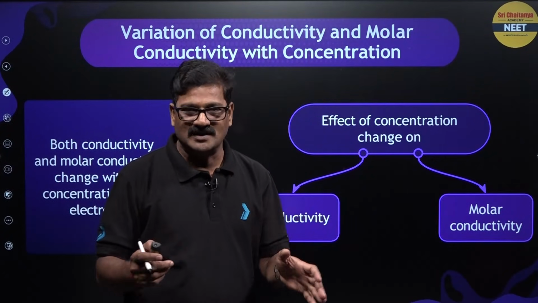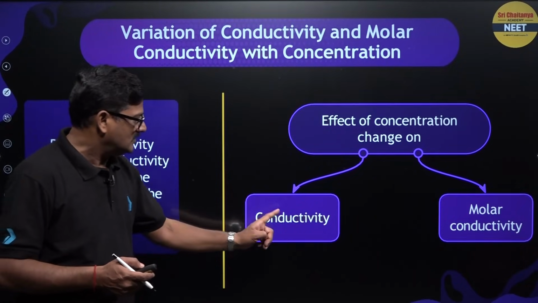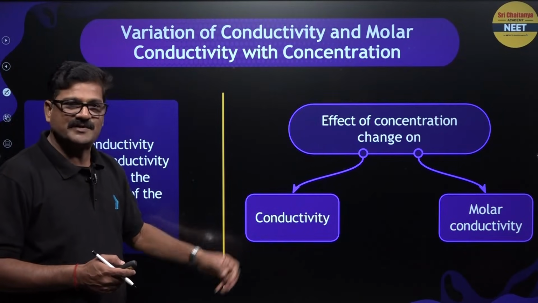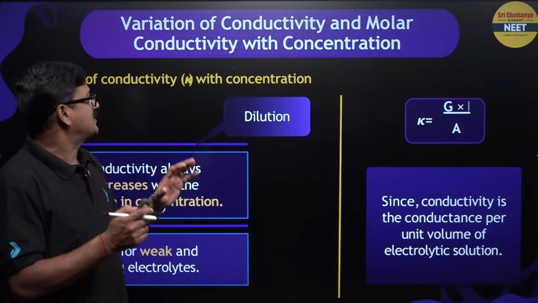Concentration is going to be decreased. So, effect of concentration change. You have conductivity and molar conductivity. Conductivity means you can say specific conductance, bachcho. In this conductivity, let us say two versions.